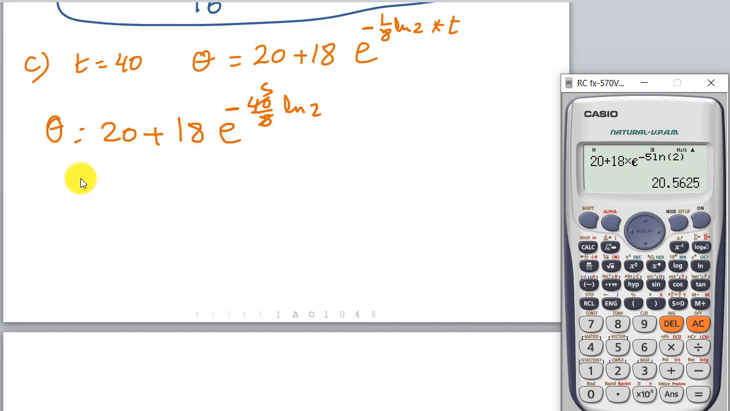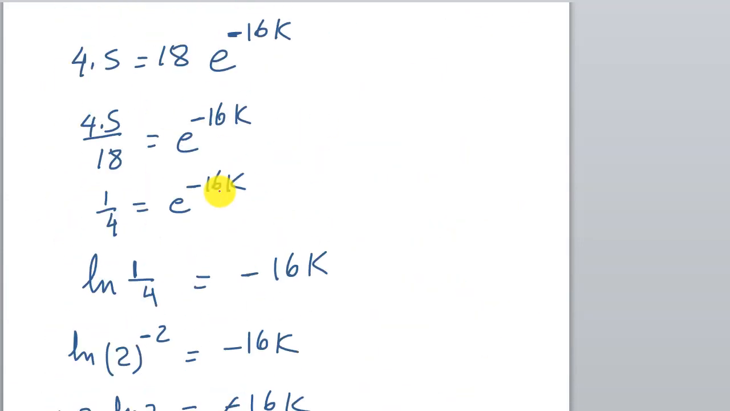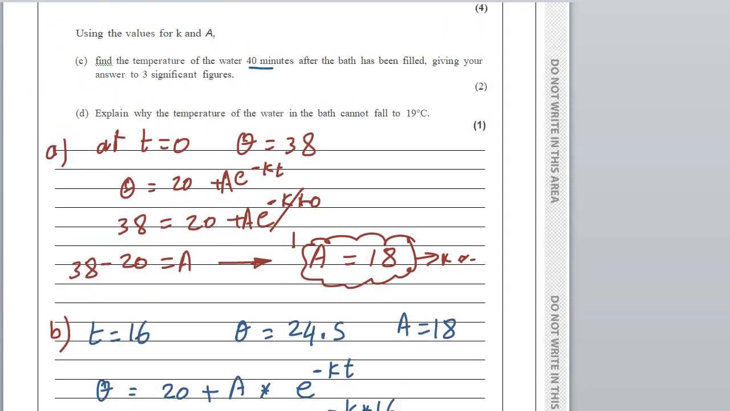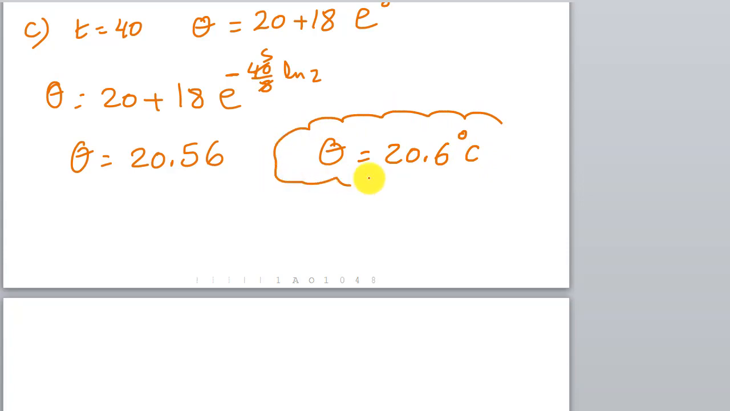20.56. So theta 20.56. How many digits do you need? You need 3 significant figures. So theta is equal to 20.6 degrees Celsius. This is 3 significant figures.